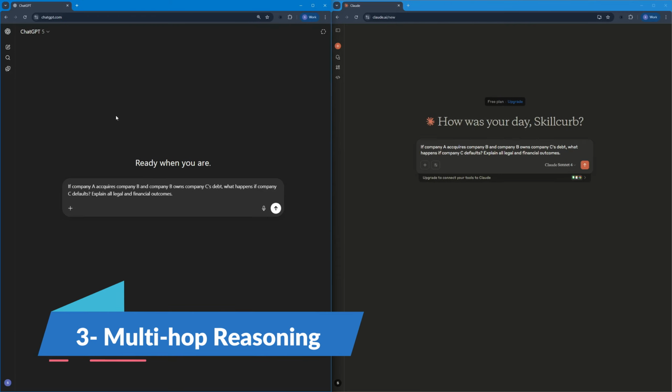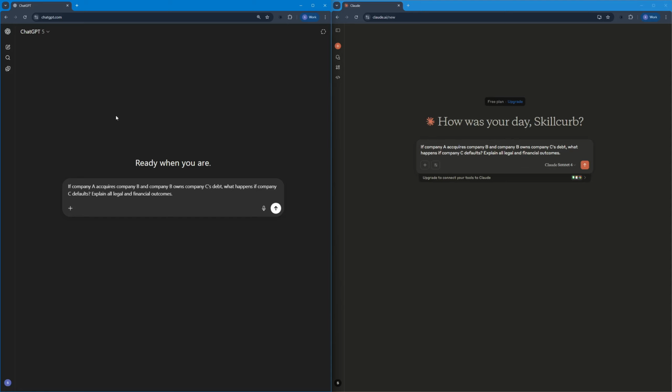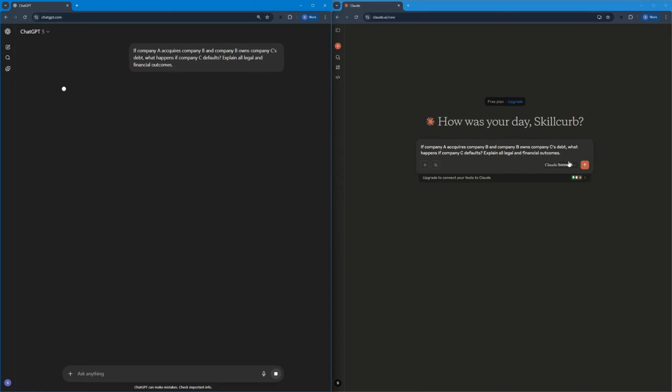In the third test, we're going to be testing out multi-hop reasoning, chain of thought and legal understanding of both of these models. Let's go ahead with the prompt where company A acquires company B and B owns company C's debt. What happens if company C defaults? And it's going to explain all the legal and financial outcomes. Let's see which one does it better. So there you go.